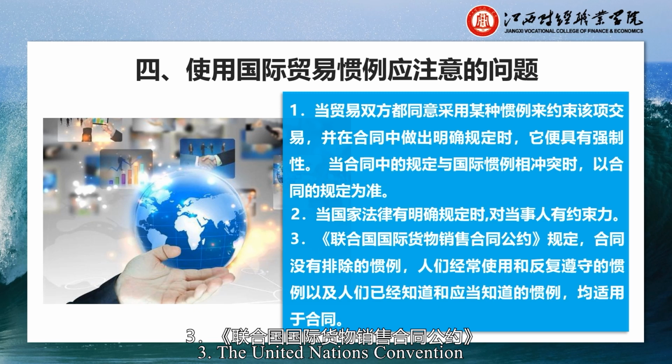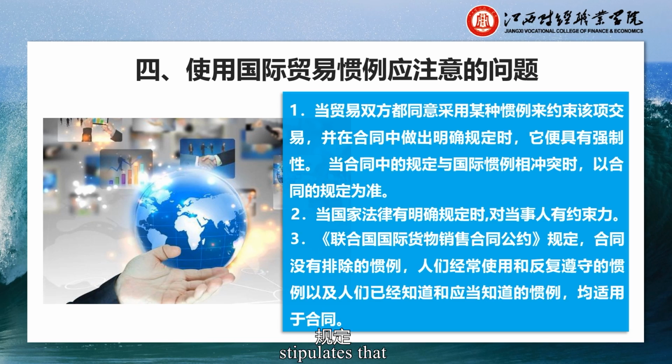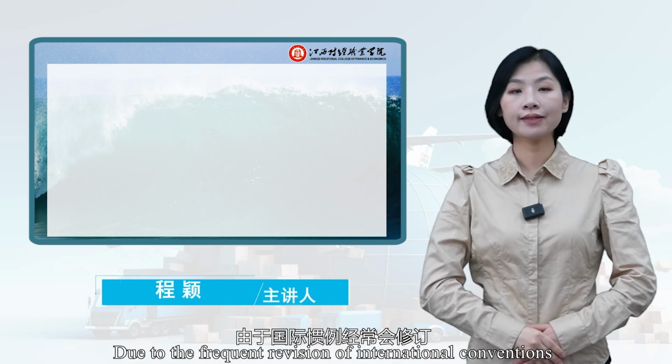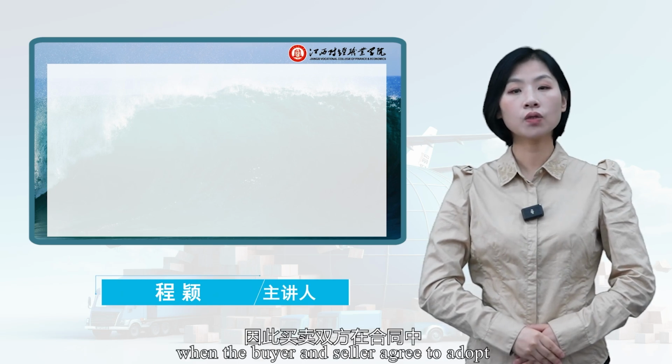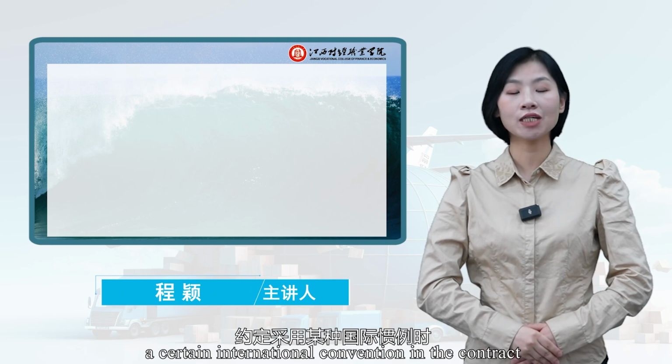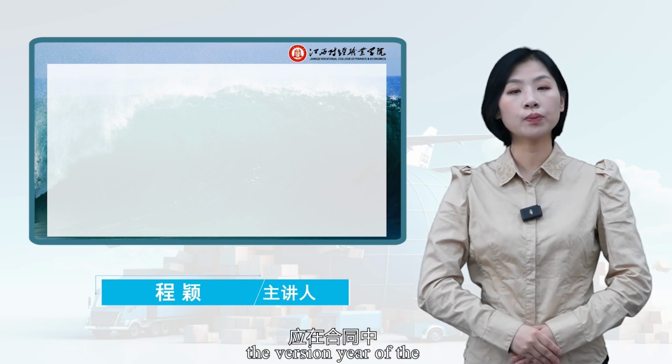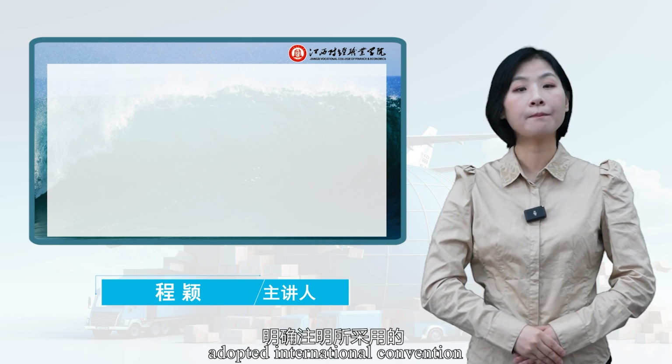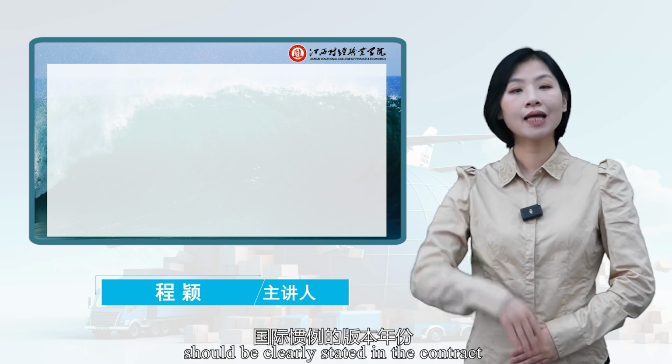Third, the United Nations Convention on Contracts for the International Sale of Goods stipulates that customary practices that are not excluded from contracts, and are frequently used and repeatedly observed by people, apply to contracts. Due to the frequent revision of international conventions, when the buyer and the seller agree to adopt a certain international convention in the contract, the version year of the adopted international convention should be clearly stated in the contract.